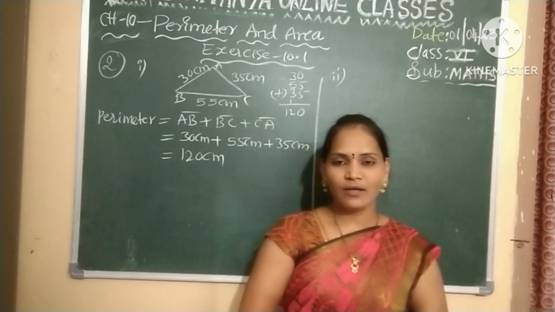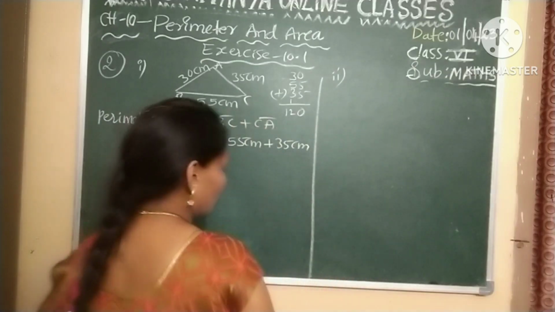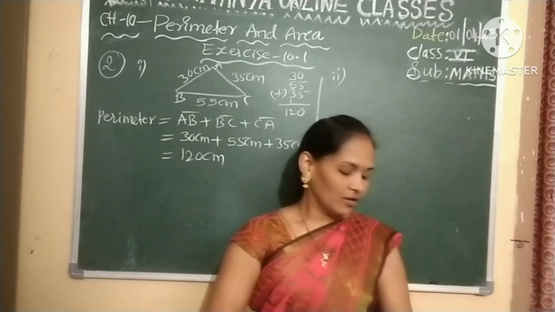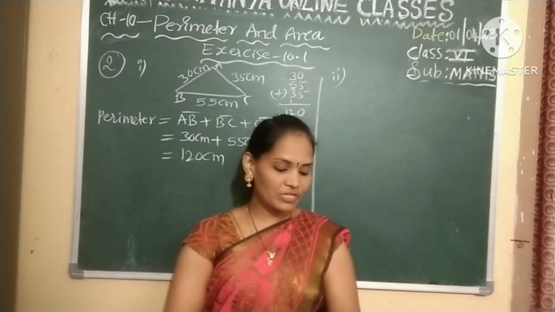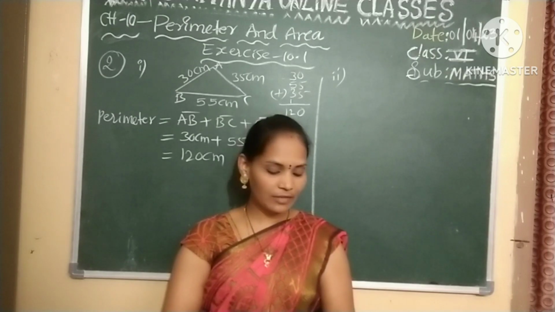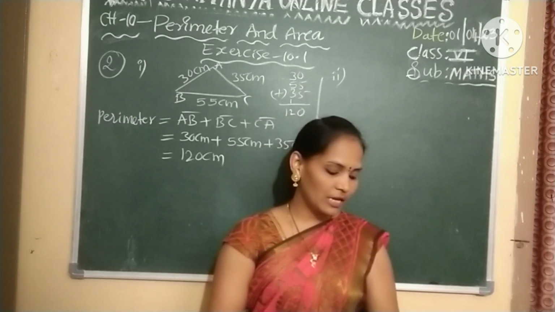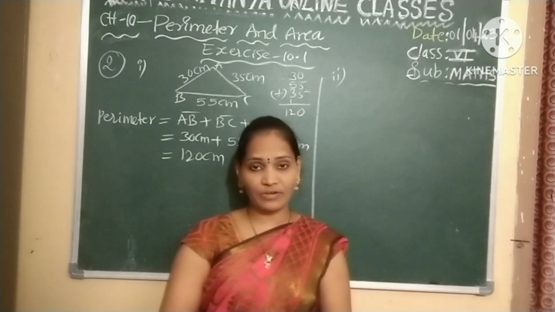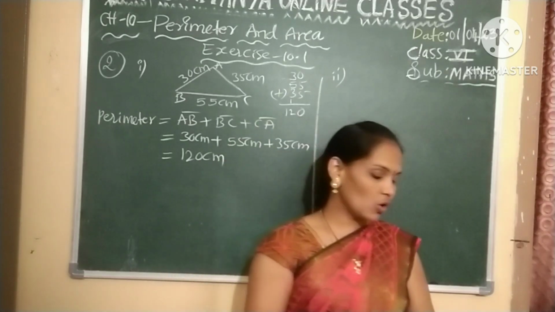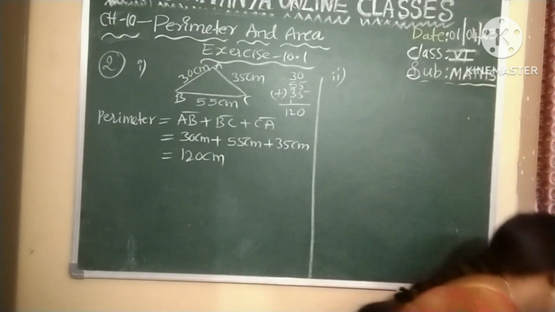Now, let us see the question. See here, the second question is given: find the perimeter of each of the following figures. A few figures are given, whose perimeter we need to find out, and we should also find the cost of fencing, that is, putting a wire around that figure. So how to find it, let us see.